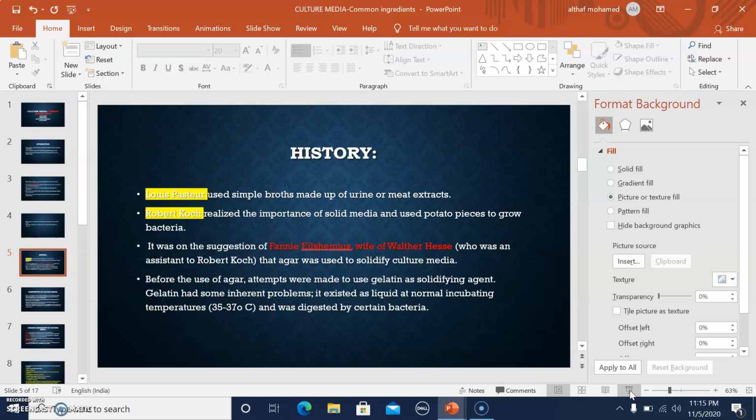Before the use of agar, attempts were made to use gelatin as a solidifying agent. Gelatin had some inherent problems. It exists as a liquid at normal incubating temperatures, and it was also digested by certain bacteria.